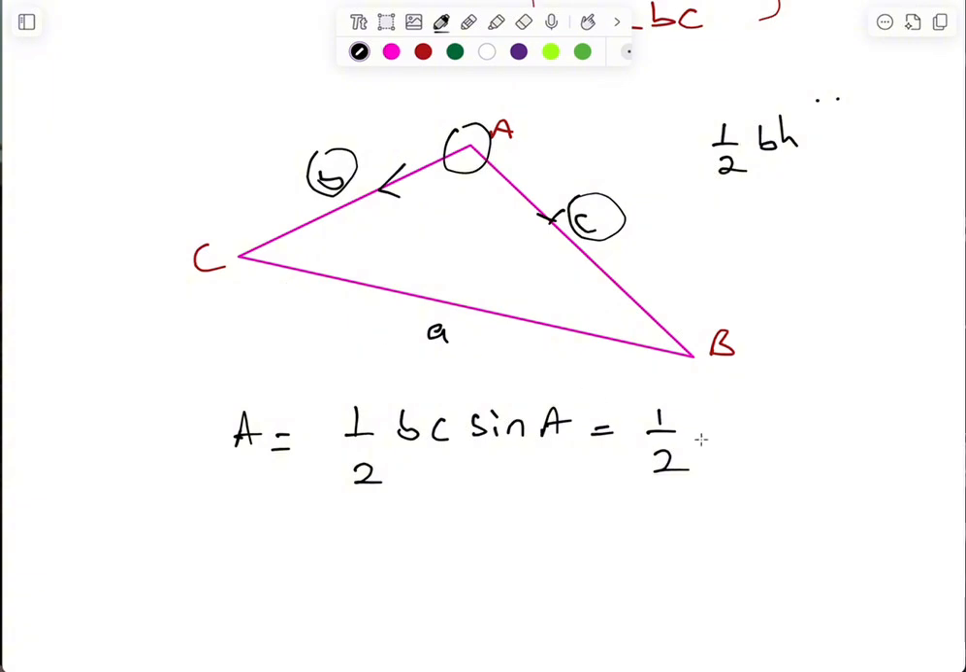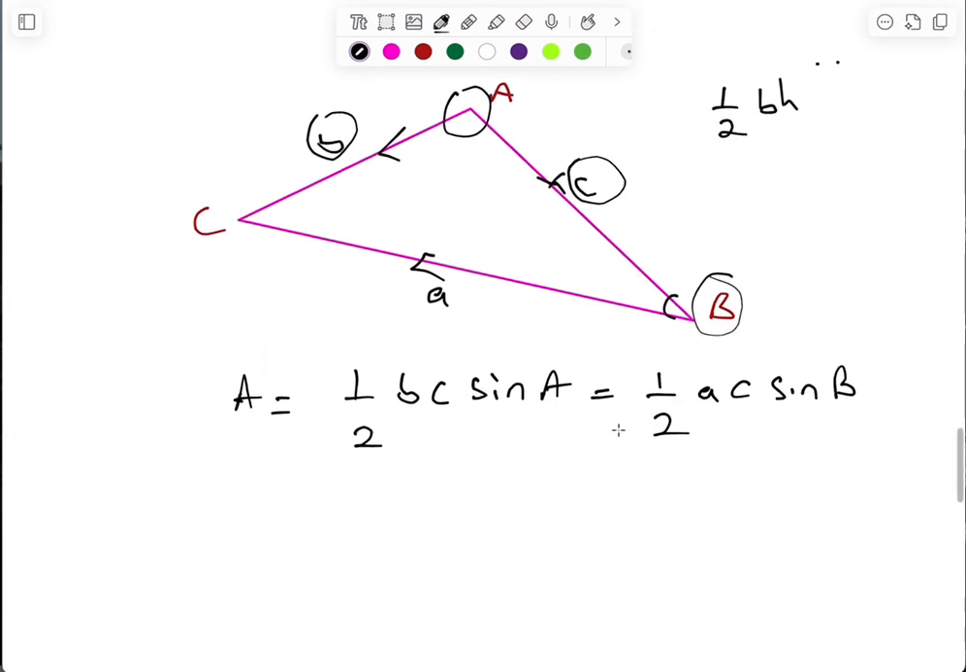So I can also write the same thing as half, and if I'm choosing AC now, that will be half AC sine B. This is A, and this is C, and the angle between them is B. So I want you to figure out the third one like that. It will be half dash dash sine dash. You should be able to figure that out on your own as well.